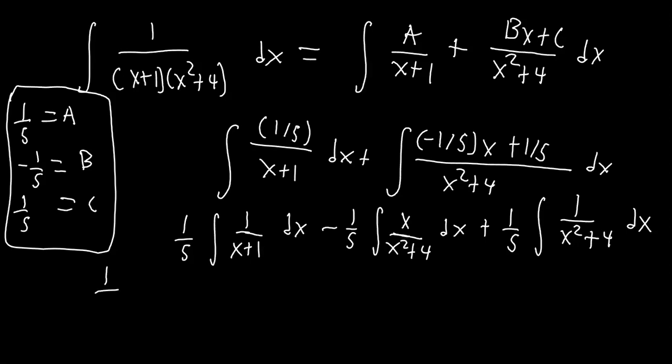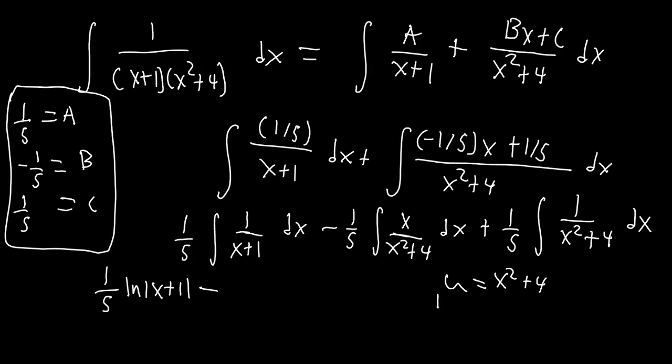So when we solve this, we're going to have 1 times, well, what is the integral of 1 over x plus 1? That's not too hard. You just use the ln function. And then, what is the integral of x over x squared plus 4? Well, this is a little bit trickier because we have to use u substitution for this one. So u, in this case, would have to be equal to x squared plus 4.